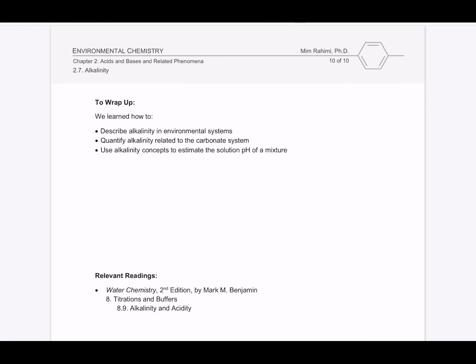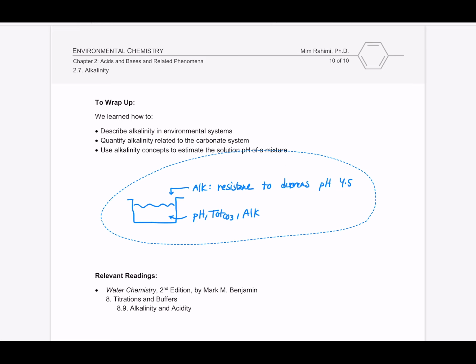So to wrap up, we described alkalinity. We looked at the qualitative and quantitative approaches of alkalinity. We defined alkalinity to be a resistance, basically a buffer against decrease to a pH of 4.5. That makes it alkalinity. And we mentioned that pH, total CO3, and alkalinity are related to each other, and we use that to calculate or estimate features of the mixture.